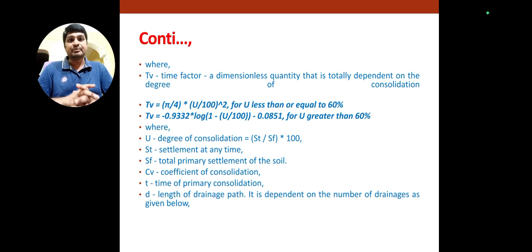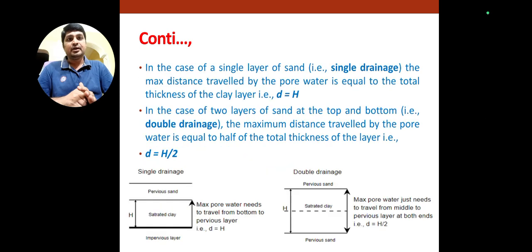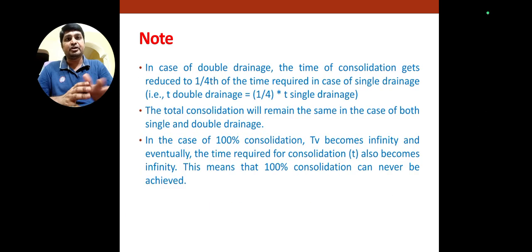S_t is the settlement at any time, S_f is the total primary settlement of the soil, and C_v is the coefficient of consolidation. t is the time of primary consolidation, and d is the length of the drainage path of the water from the soil mass. Then, by this continuation, Terzaghi noted some points.